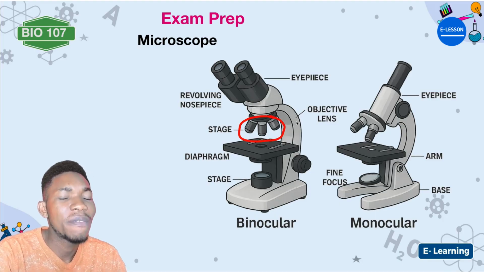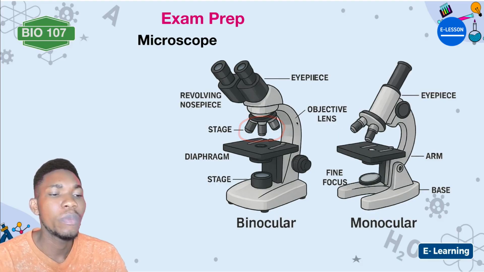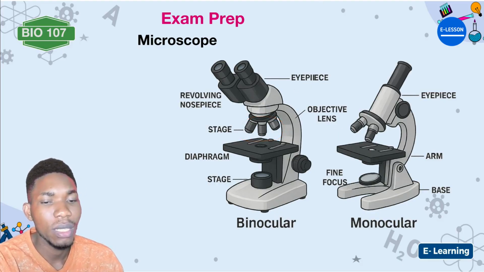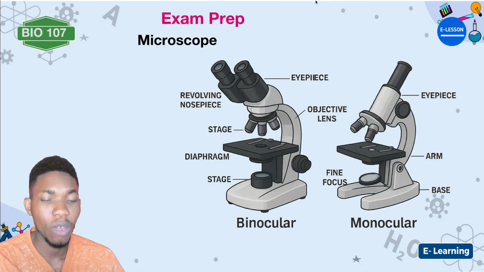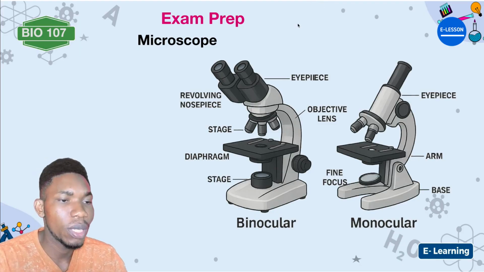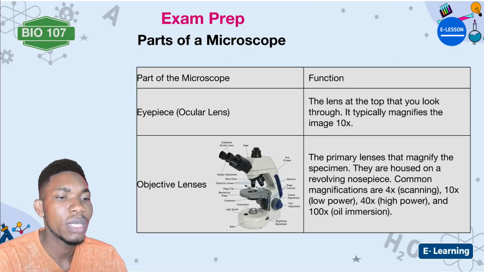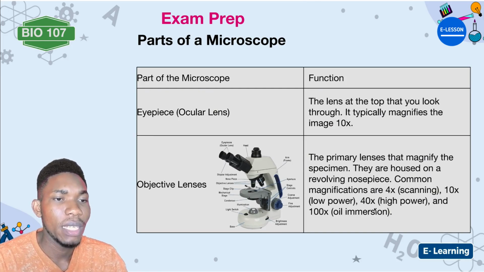This is where the objective lenses are housed. So you may be asked, where are the objective lenses housed, my dear student? What's the correct answer? The revolving nose piece. Is that okay? So that is that for the revolving nose piece and the objective lenses. Are you getting it now?